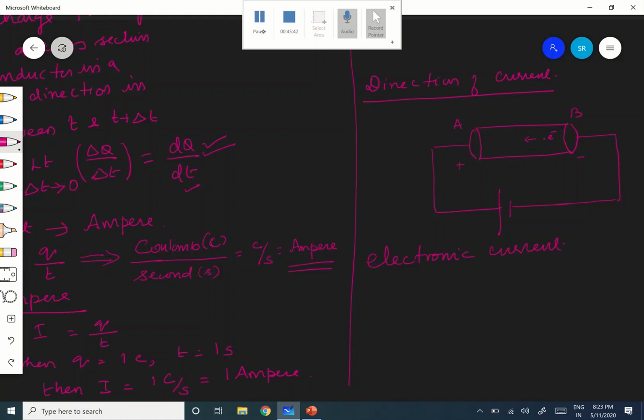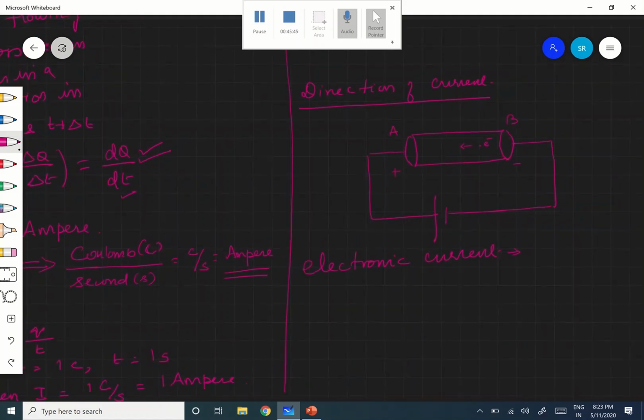Electronic current is the direction of motion of electron. Here, the direction of motion of electron is from B to A. The direction is from B to A.